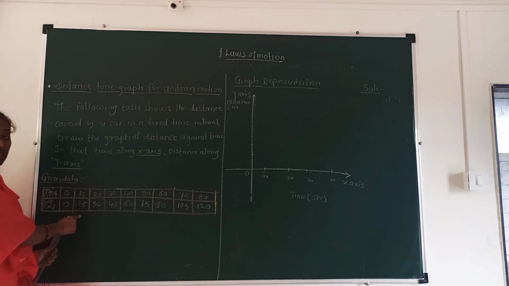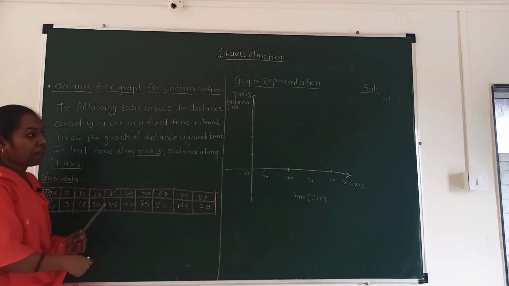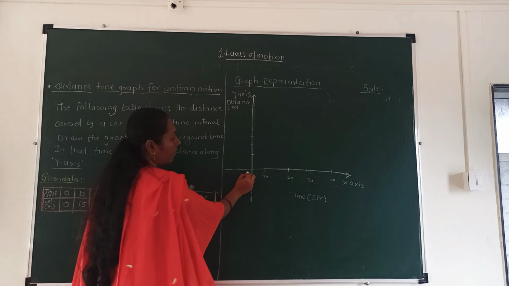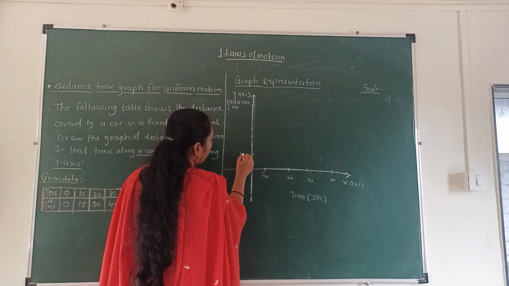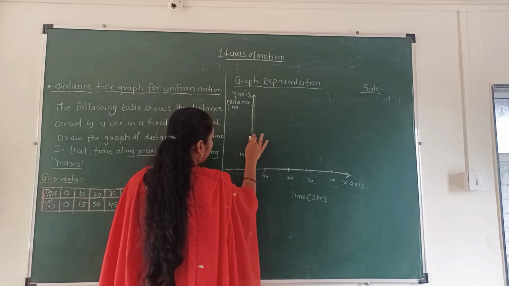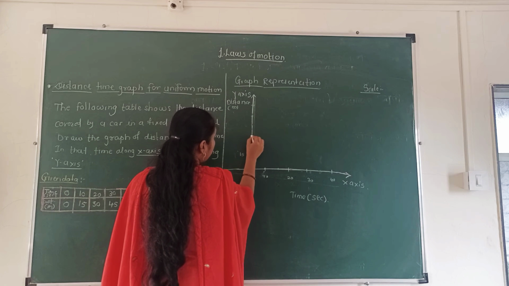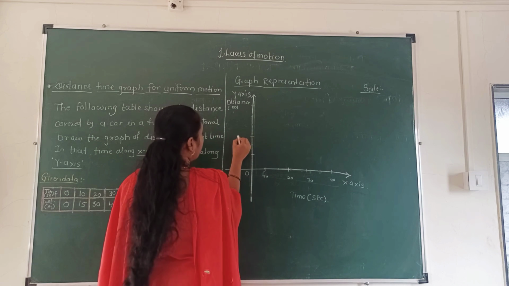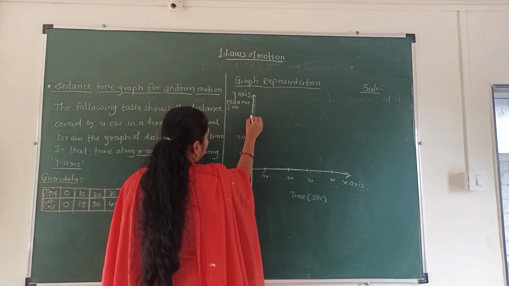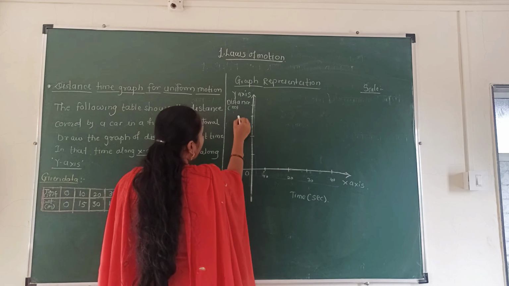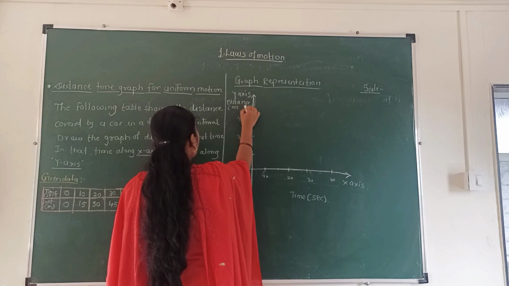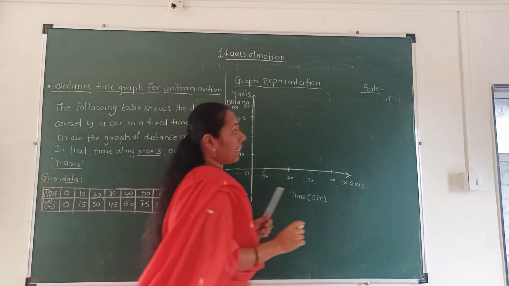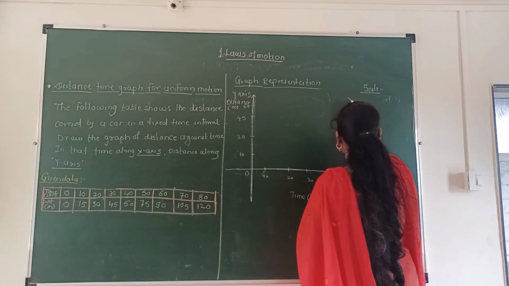At that time the distance covered by the car is 15 meters. Therefore, after 0, on 1 centimeter is 15 meter distance. The next 1 centimeter is the 30 meter distance. The next 1 centimeter is the 45 meter distance, and onwards. See, clear?